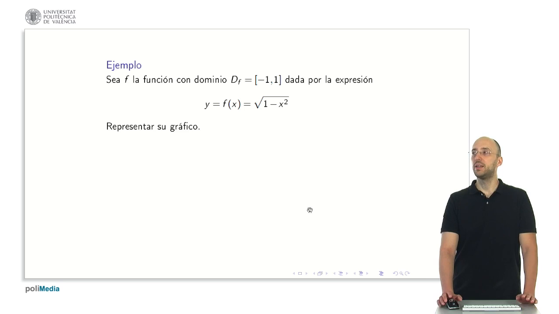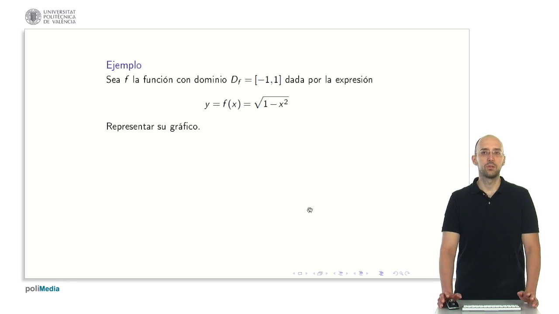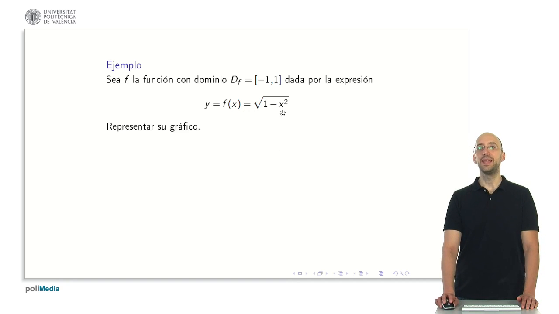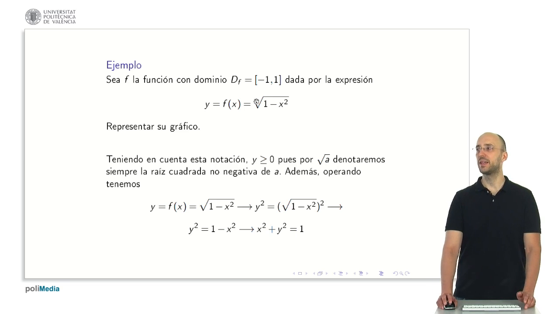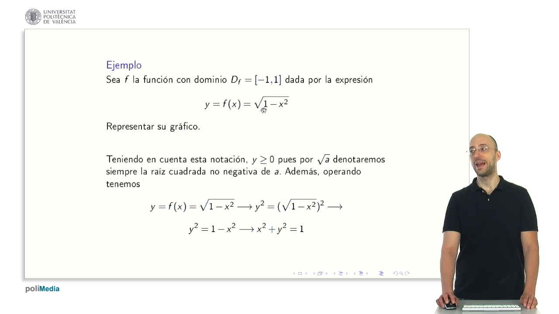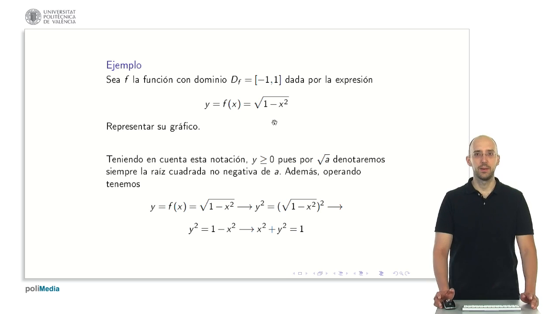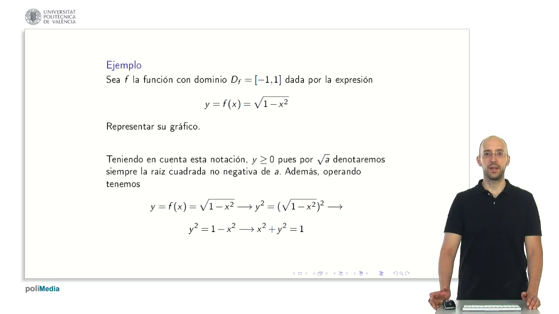Let's try to represent or simply calculate the graph of the following function. We take the function f defined as the square root of 1 minus x squared, and we are going to restrict ourselves to the domain which is the interval from minus 1 up to 1. We will only represent from minus 1 to 1. What is the graph of this function? In reality, it would be the pairs of the form x, square root of 1 minus x squared. For each value of x, you have to calculate the square root of 1 minus x squared and represent it on the coordinate axes. Now, what shape does this graph have?